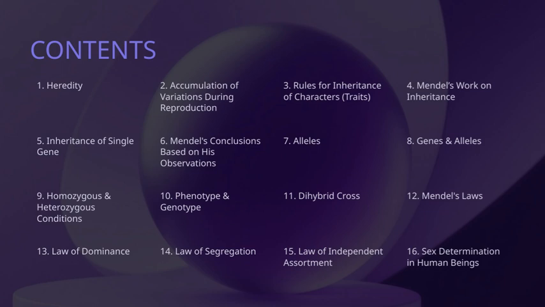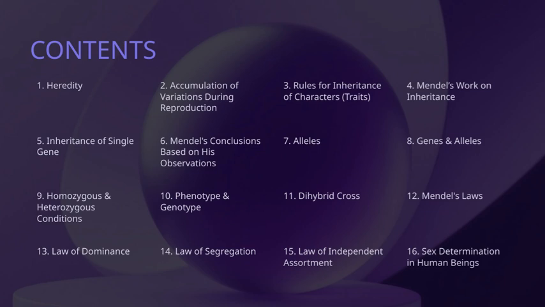Next, we have genes and alleles. Genes are units of heredity, and alleles are different versions of those genes. Mendel's laws are built on understanding how alleles behave during inheritance. For example, the law of dominance explains how certain alleles mask others in heterozygous conditions.